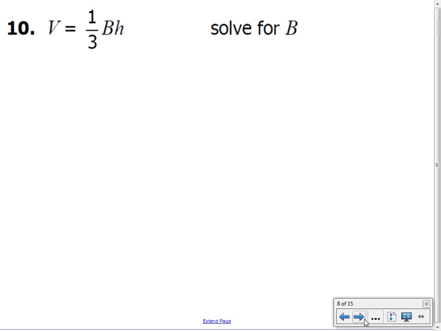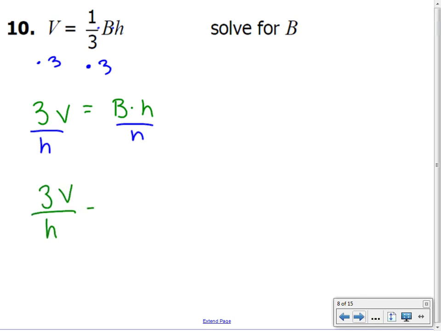For number 10, very similar. We're solving for b this time. Okay, b is being multiplied by 1/3 and h. I'm going to take care of the 1/3 first. So instead of dividing by 1/3, I'm going to multiply by the reciprocal, which is 3. So we get 3v is equal to b times h. And if we're solving for b, we need to use our inverse operations. We need to divide each side by h. So our final answer is 3v divided by h equals b.